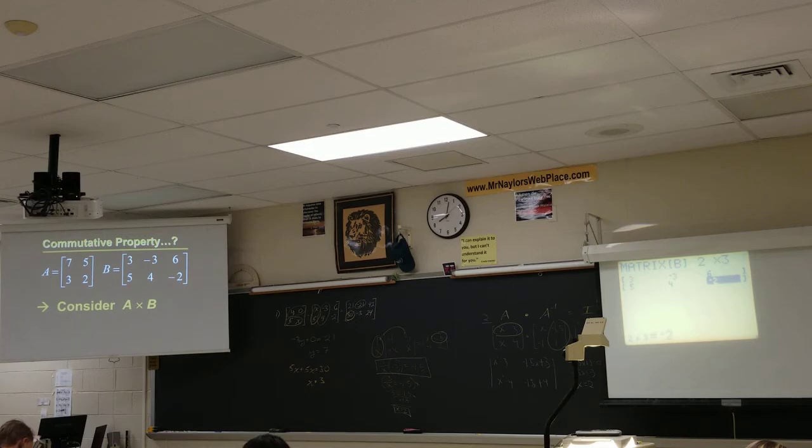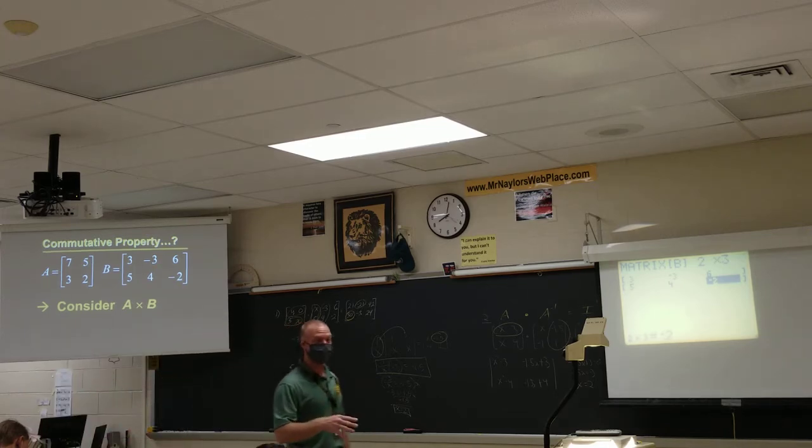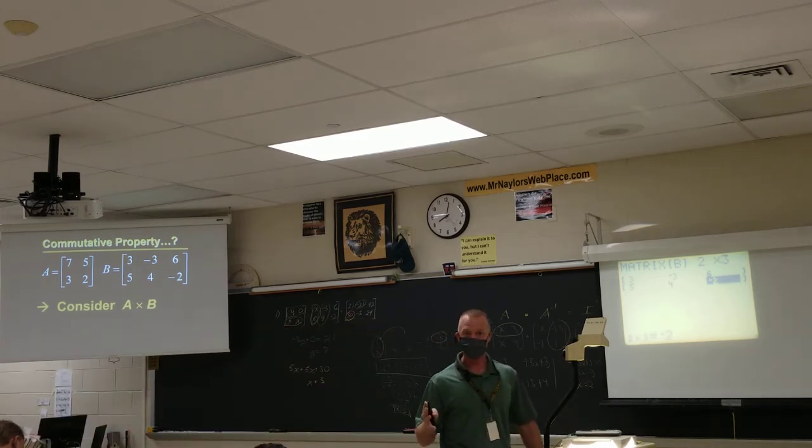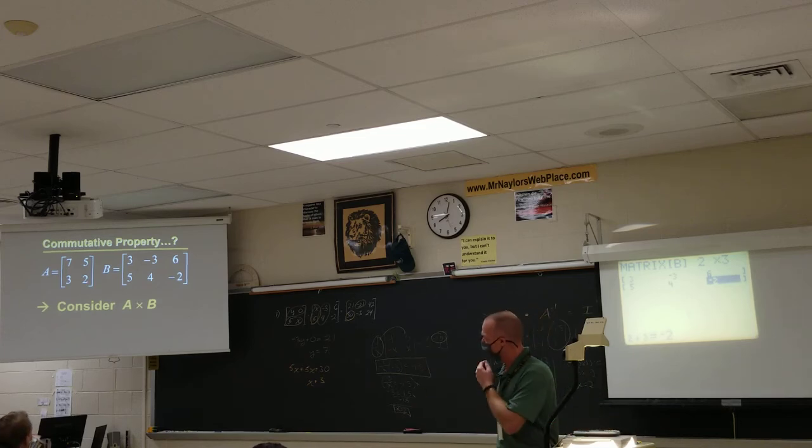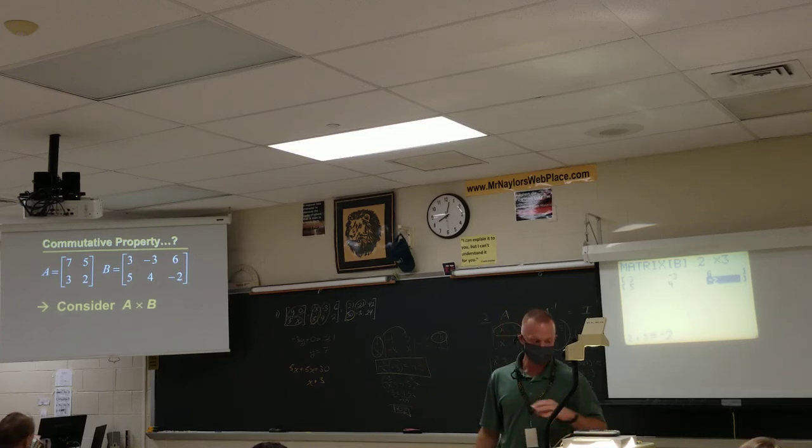Now, I thought we would learn a few things about the calculator, but also think a little bit about the commutative property. If you're like, what do you mean a commutative property? Probably back on the first day of algebra, you talked about the commutative property. That means you can change the order. So what if we do A times B? The order of A times B.